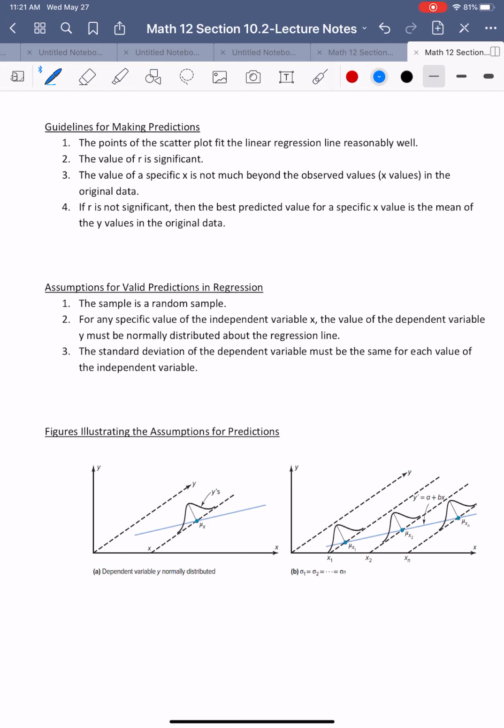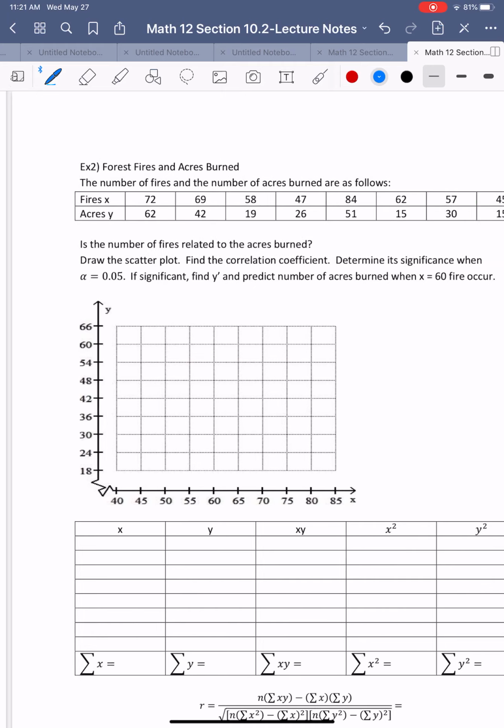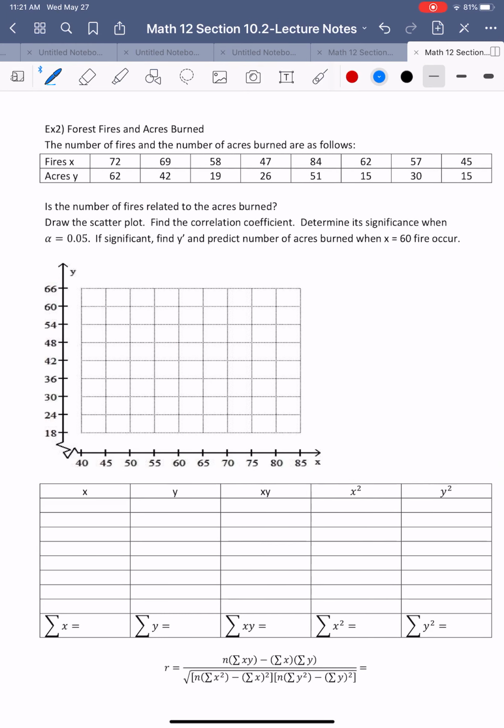They just show you what's happening as the dependent variable y is normally distributed, using x as a value, and then they try to get the best-fit line that they can fit for each of the points. Okay. Alrighty, so example 2.